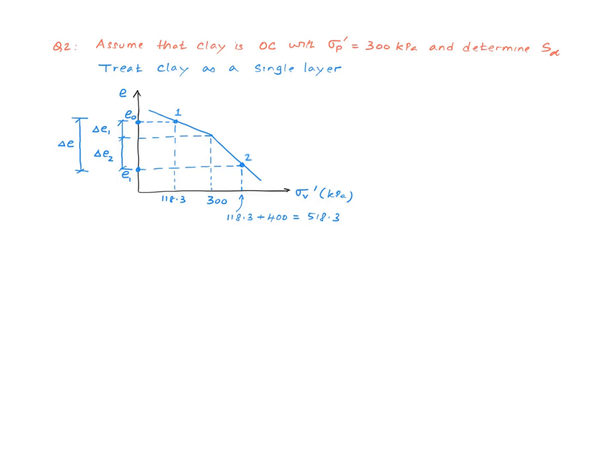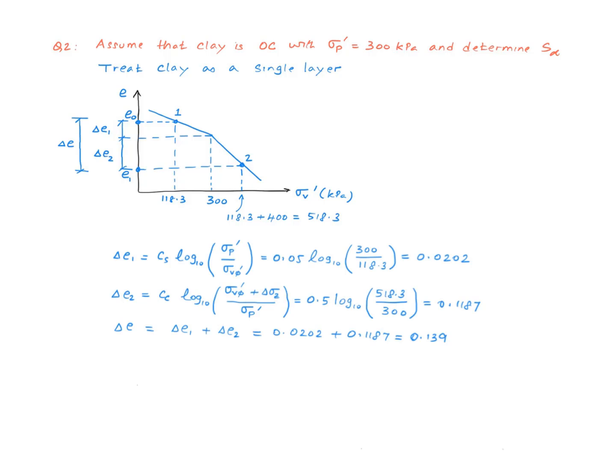We subdivide the total void ratio change into 2 parts, delta E1 and delta E2. Delta E1 is calculated using the swelling line, and delta E2 is calculated using the virgin compression line. We add the two in order to get the total change in the void ratio. So here are the corresponding calculations. Then we apply the settlement equation to calculate S infinity, which works out to be 1.32 meters.